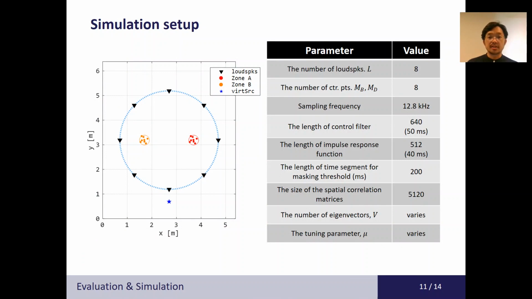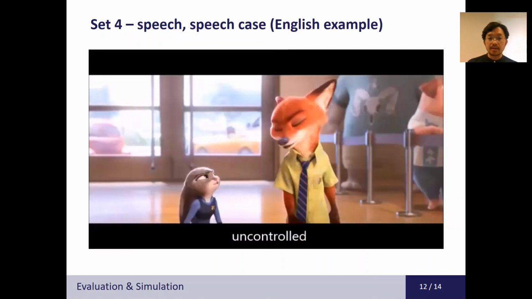We also conducted various simulations based on the parameters which are shown in this table. For example, 8 loudspeakers were used, and each of the zones was spatially sampled by 8 control points each. The location of the virtual source was outside of the loudspeaker array. So now let's hear how it sounds with different methods.